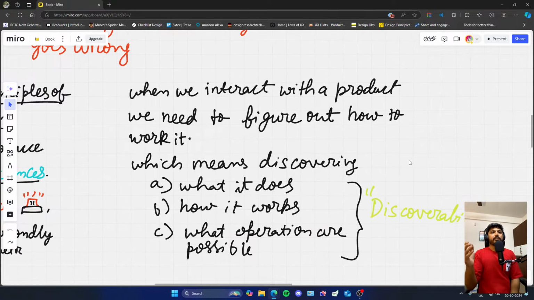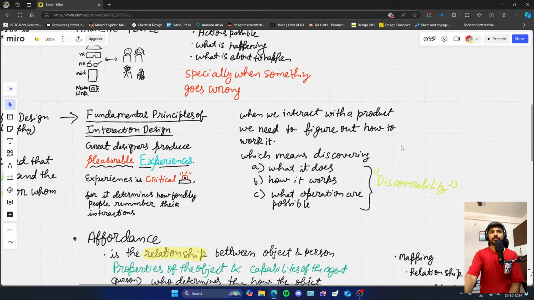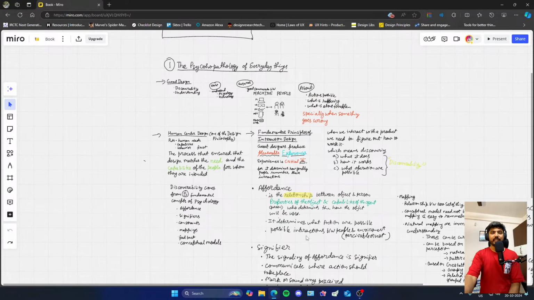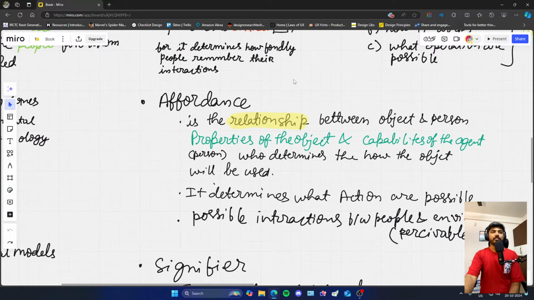When we interact with the product, we need to figure out how it works, which means discovering, or discoverability, which can be divided into three parts: what it does, how it works, what operations are possible. Now, these are three very core concepts. We'll come across this again throughout the chapter, and we'll give names to these things. I think we'll start by naming them one by one.